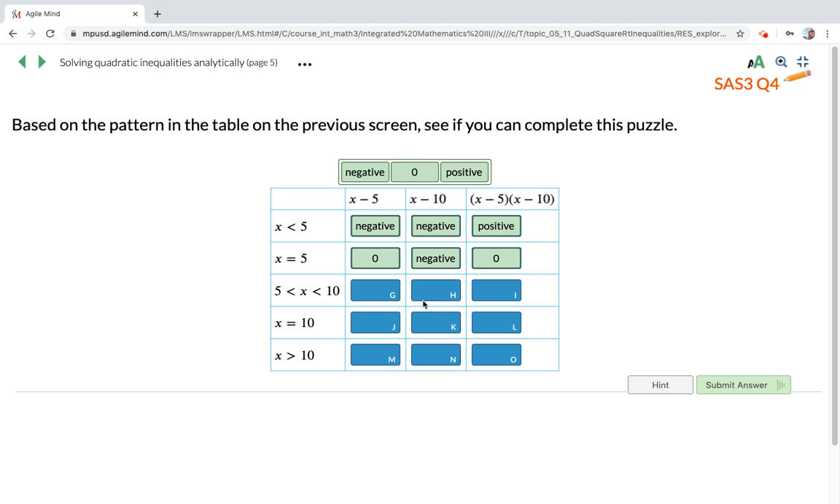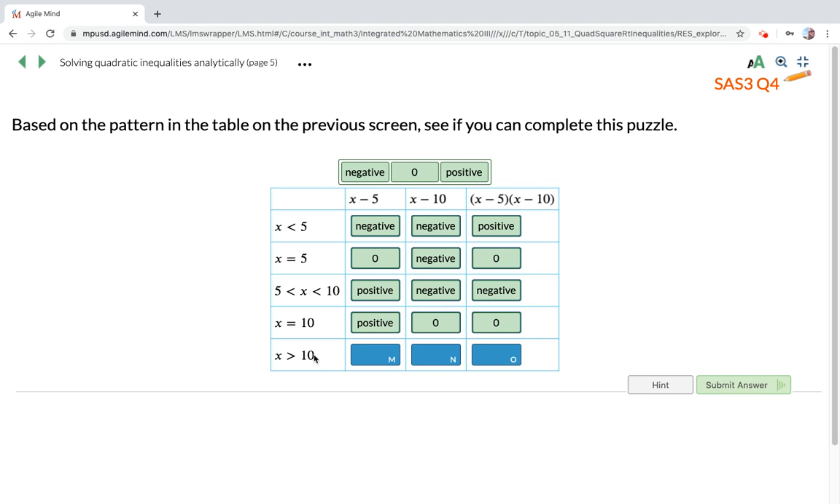When I plugged in a number on that last table that was between 5 and 10, like we plugged in a 6, we plugged in a 9, I realized that I got a positive for this guy and I got a negative for this guy. And a positive times a negative gives me a negative. When I plugged in a 10 exactly, my x minus 5 was positive, but my x minus 10 is 0, and 0 times anything is, well, 0.